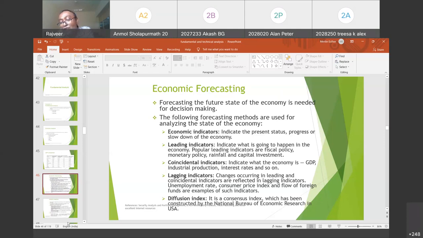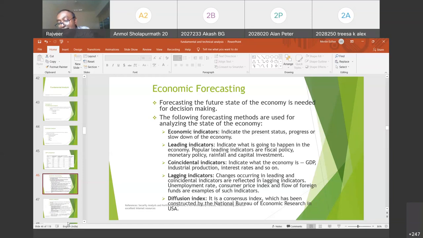Capital investment. If I have good capital investment, then my economy is going to do well because I have made the right investments to keep the economy pumping. Because those are leading indicators. Coincidental indicators tell you the state of the economy as it is today. So GDP. If GDP is good, my economy is doing well. GDP is increasing. Industrial production is doing good, my economy is doing well right now. If interest rates are low, possibly my economy is doing well because inflation is under control, and so on and so forth. So coincidental indicators are telling you what is happening in the economy now.